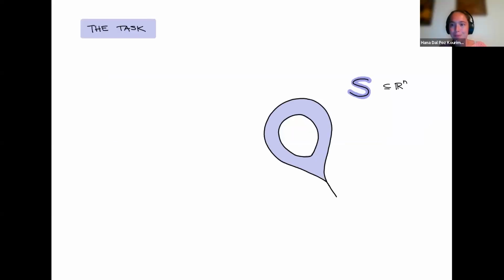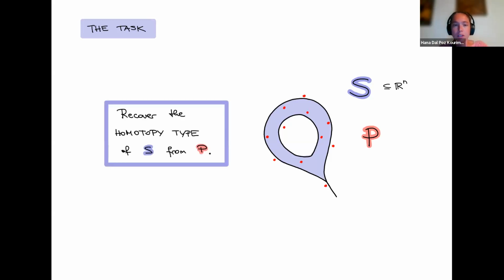Okay, so I'm very happy we had this short discussion just a moment ago with Sarah about radii, because my talk is all about the radii, actually. What is the task that we are tackling? We start with a set, which we'll call S, and it's a subset of the Euclidean space, and a point cloud or a point sample, which we will call P. And the straightforward task is to recover the homotopy type of the set S from the point cloud P.